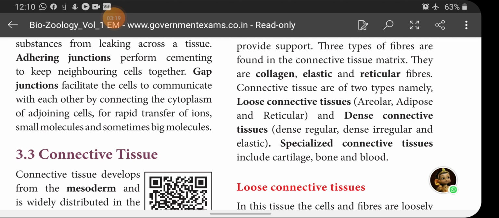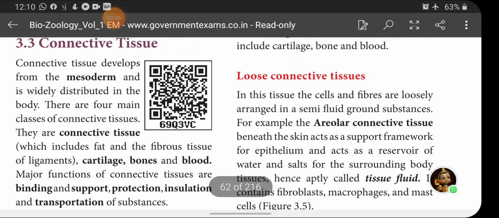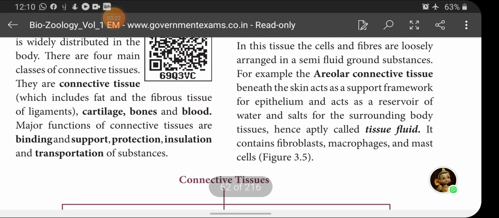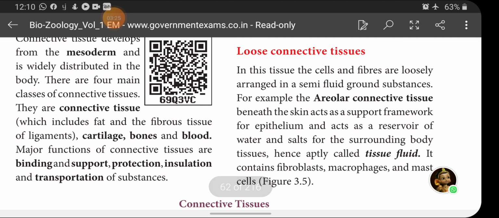Okay, then loose connective tissues. In this tissue, the cells and fibers are loosely arranged in a semi-fluid ground substance. For example, the areolar connective tissue beneath the skin acts as a support framework for epithelium and acts as a reservoir of water and salts for the surrounding body tissue, hence aptly called tissue fluid. It contains fibroblasts, macrophages and mast cells.